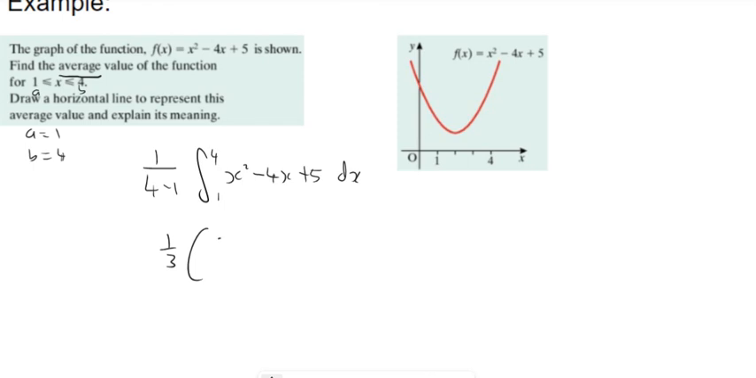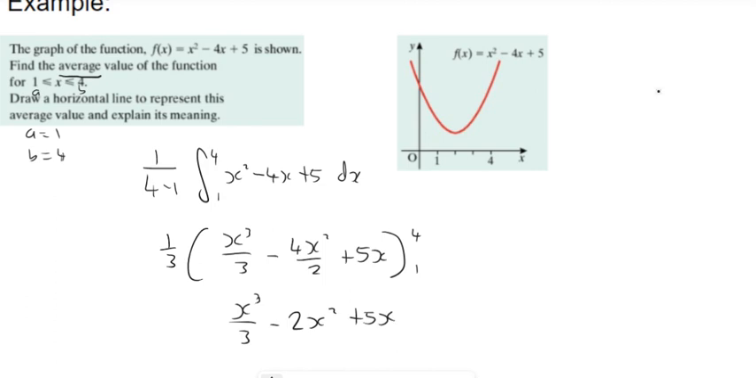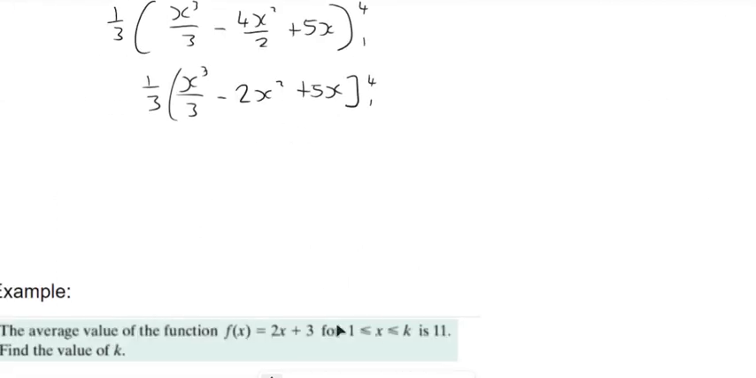So then that's integrated, so it'll be x cubed over 3 minus 4x squared over 2 plus 5x, and that's in between 4 and 1. So we haven't put in the 4 and the 1 yet. I'll just simplify it first into x cubed over 3 minus 2x squared plus 5x. And the 1 over 3 is just staying outside. So now let's just put in all of our values.